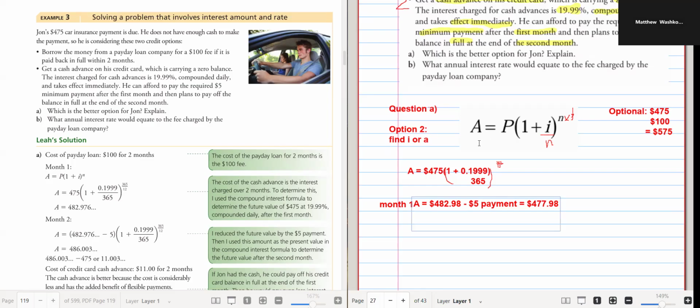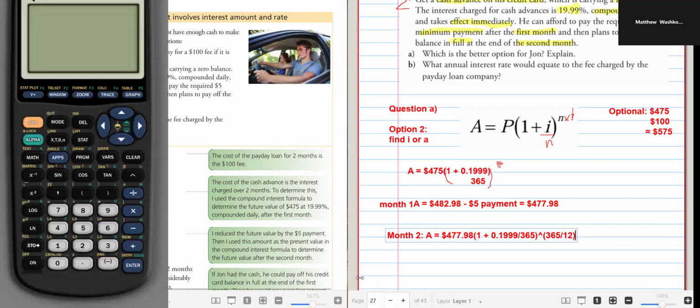Okay. So month two, same thing, right? Take the same formula. A is equal to $477.98 plus 1 plus, actually before that, what's happening in month B? He's paying it off at the end of the second month. So we're calculating the interest here, right? That's what I'm doing. So same thing, exact same formula, right? 0.1999 over 365 to the power of 365 over 12. So what does this look like on the other calculator?